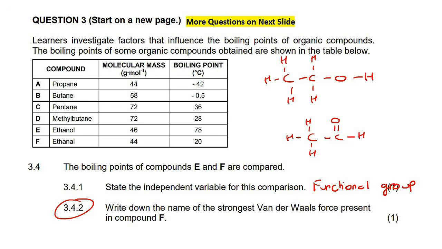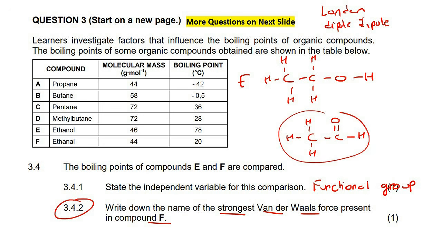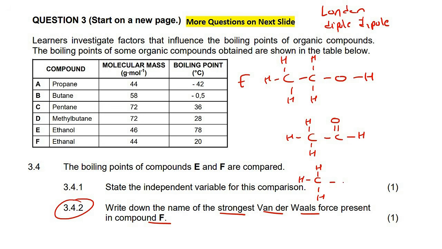Then they say here, write down the name of the strongest van der Waals force in compound F. Okay, this is F, and this is E. So remember that your van der Waals forces are things like your London forces or dipole-dipole. Those are your van der Waals forces. Now, if you want to look at intermolecular forces, you're going to have to draw a second molecule, because intermolecular forces take place in between the molecules and not inside a molecule. So it's not these forces over here. Those are like covalent, ionic, metallic. What we're talking about is the intermolecular forces, which is between them.